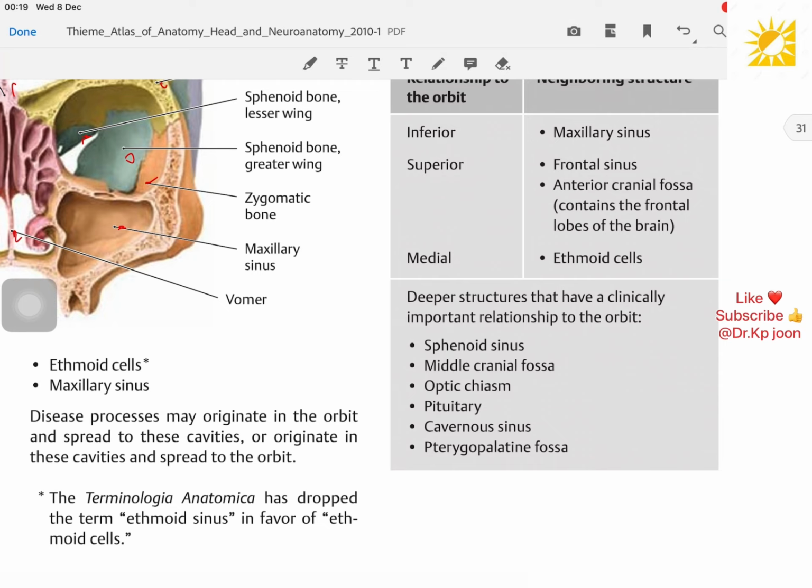and this is the frontal bone orbital surface, the sphenoid bone lesser wing, the optic canal, the ethmoid bone orbital plate, lamina papyracea, the orbital surface of the greater wing, the zygomatic bone orbital surface, infraorbital canal, maxillary sinus, vomer, and palatine process of maxilla. So we talk about this diagram.